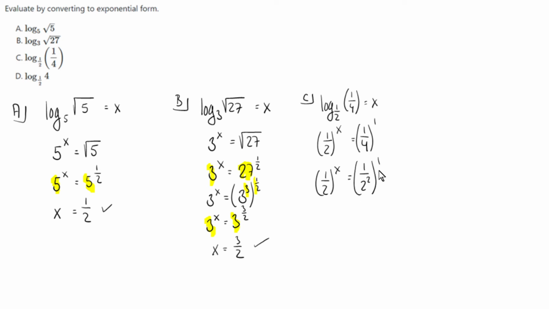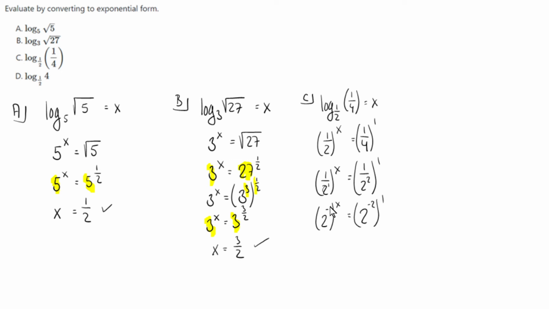Now we use the negative exponent law. The exponent for this 2 is sort of an invisible 1. So if we use the negative exponent law, we're going to get 2 to the power of negative 1, to the power of x, equals 2 to the power of negative 2 to the power of 1.